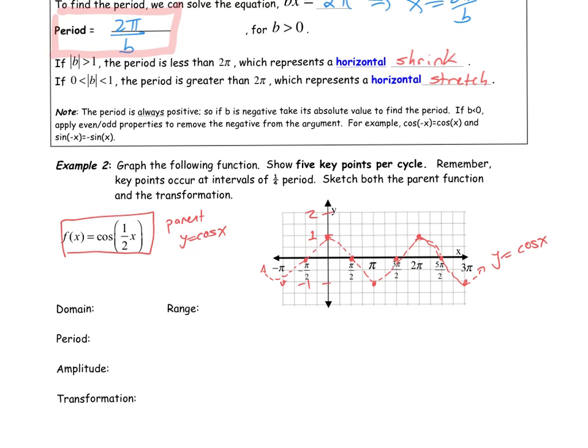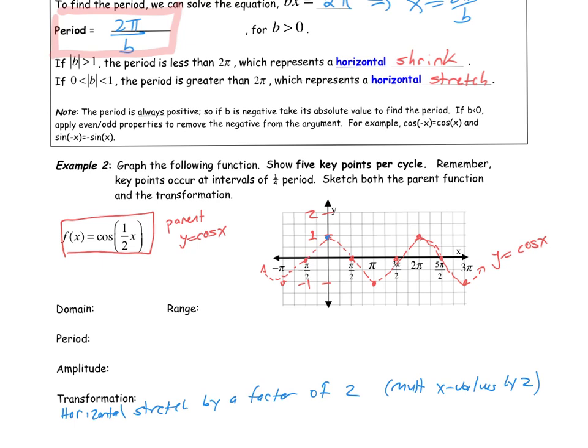One way to think about this is it's a horizontal stretch by a factor of 2, right? We really multiply x values by 2. So every time I have an x coordinate, I multiply it by 2. So I'm going to graph this function. So I was at 0, 1. 0 times 2 is still 0, so I'm still at 0, 1.